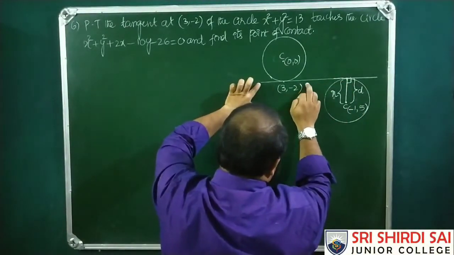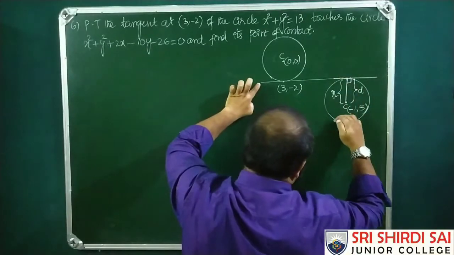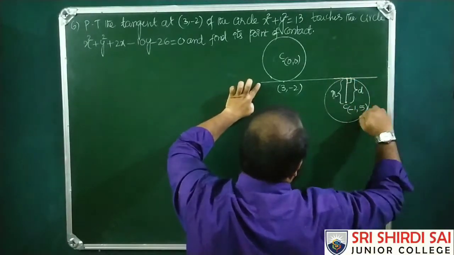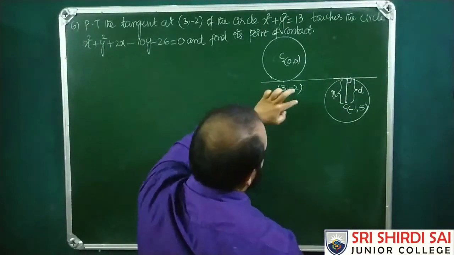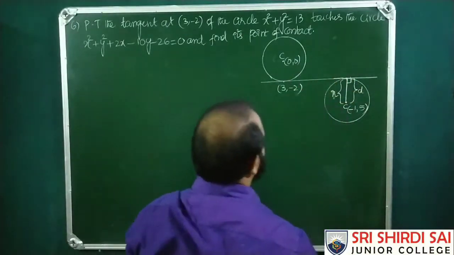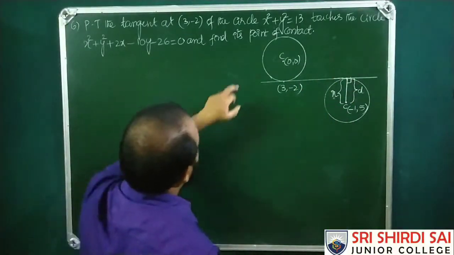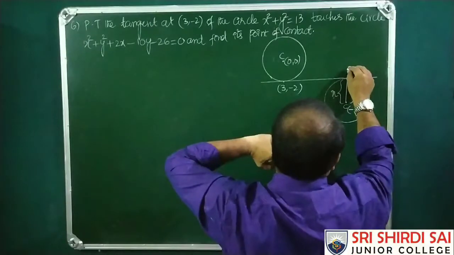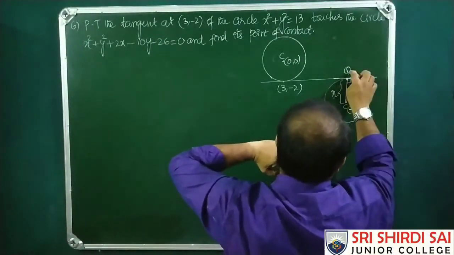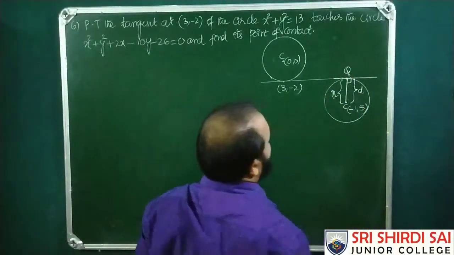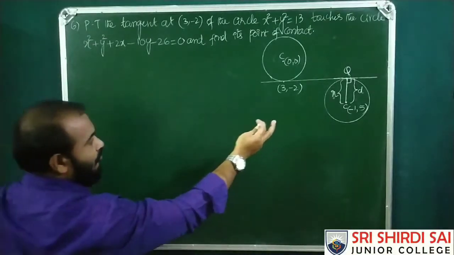We need to show that this line touches the other circle. So we need to show that R equals D. And further, the point of contact is what we need to find.